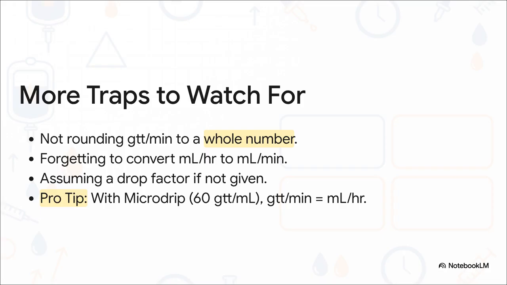But hey, I've got a pro tip for you. It's the micro drip shortcut. If the tubing is 60 GTT per mL, the drops per minute rate is the exact same number as the milliliters per hour rate. That's a huge time saver if it comes up on the exam.